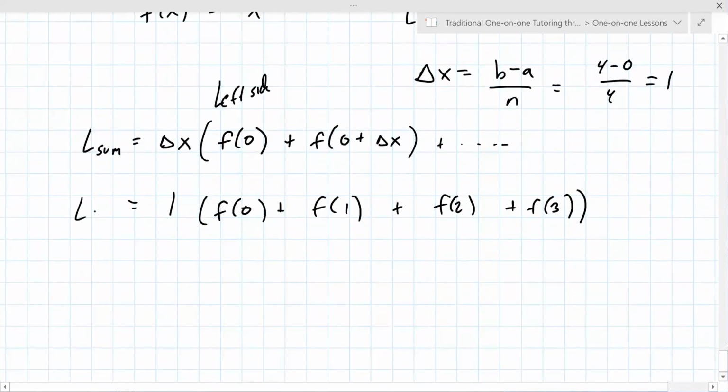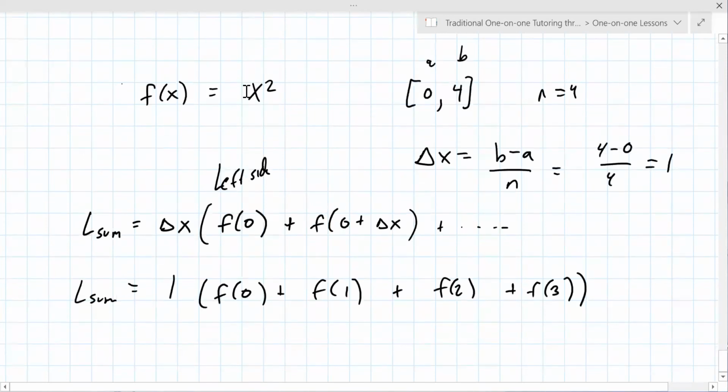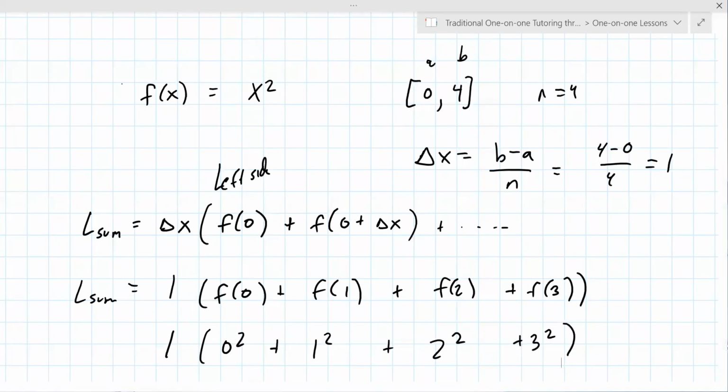So your left sum, you have to get these values. You have to put 0 into x squared. All right. So that's 0 squared plus 1 squared plus 2 squared plus 3 squared. Is that okay? Yep.